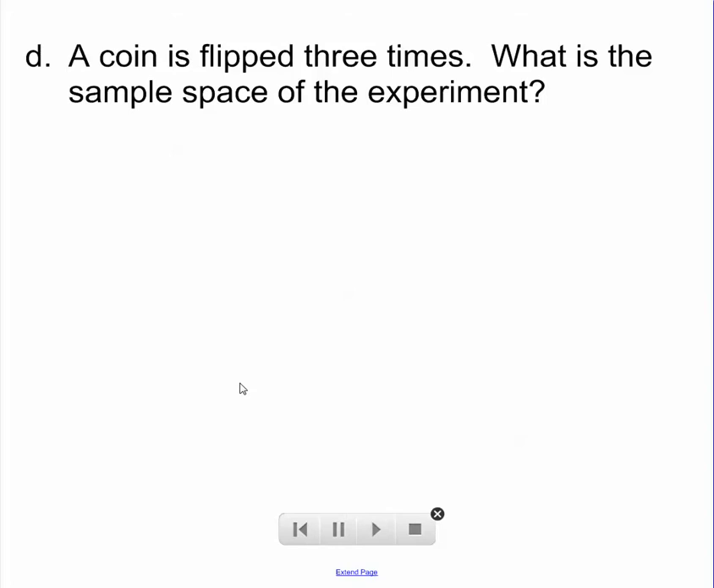A coin is flipped 3 times, what is the sample space of the experiment? Wow, this can get a little confusing here, but we have to come up with all the possible combinations of flipping a coin 3 times. For instance, we could get heads, then heads, then heads. Heads, heads, and tails. So there's all the possibilities if you get heads on the first 2 tosses. We could get heads, tails, heads, and heads, tails, tails. So there's all the possibilities if you get heads and then tails.